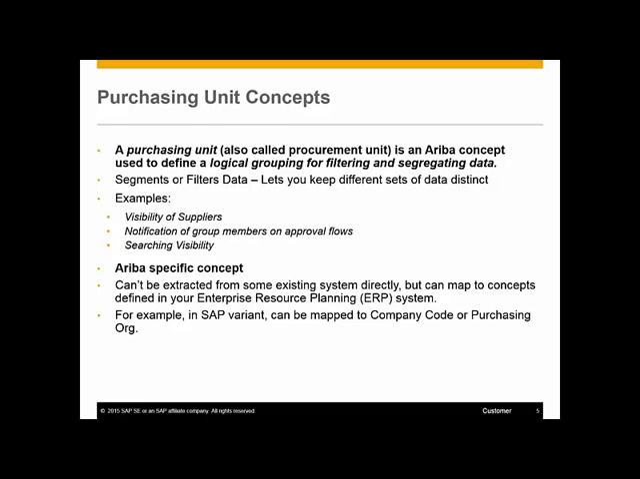Another example is the notification of group members on approval flow. We'll get into this in a little more detail, but approval flows can be segregated based on purchasing units. So even if a particular approval is required, it can go to different groups based on purchasing unit. Finally, searching visibility. We can control what data comes back from a system search and limit it based on the purchasing unit that a person belongs to.